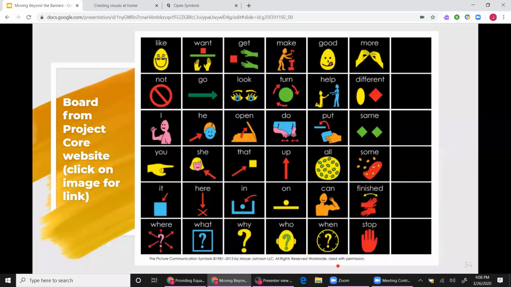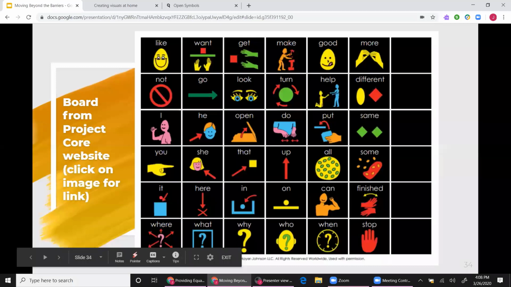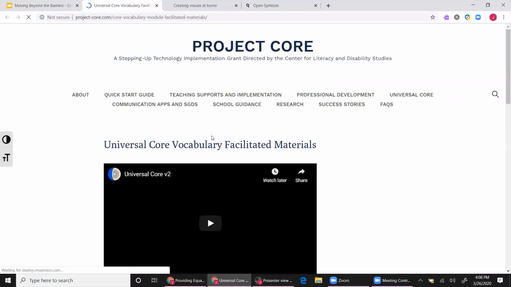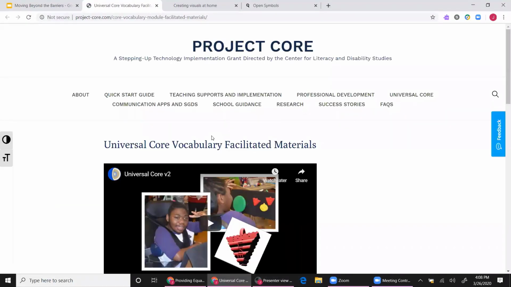So this is a board from Project Core, and I'm going to click on it and take you through the Project Core website a little bit. Part of the grant that Dr. Karen Erickson had with the DLM was to also have some training materials put together so that people could implement core vocabulary very easily. So this is the Project Core website.